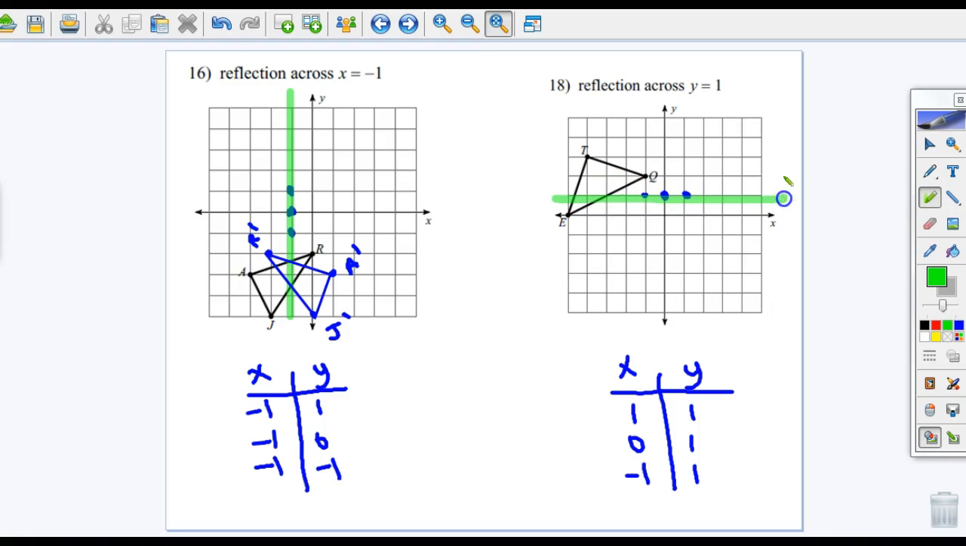Which is going to reflect this way. And again, I have one on either side of that reflection line, so I'm just going to change direction when I'm counting. So E, I'm going to count up 1 and up 1 more. Oops, let's get that blue pen out. So that'll be E prime. T, I'm going to count down 2 and then down 2 more. Q, I'm going to go down 1 and then down 1 more. And then connect my points.